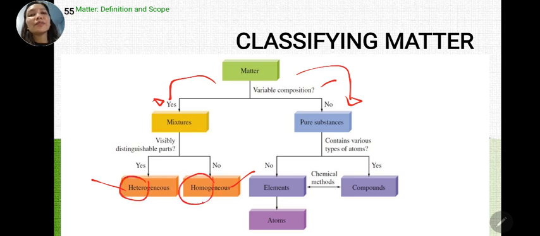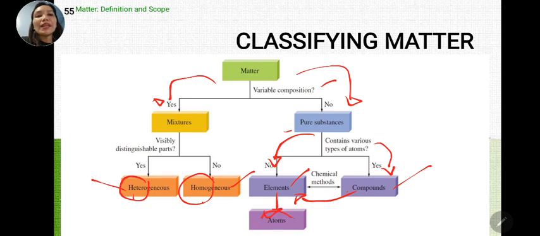Homo, one, hetero, many. So, if they are pure substances, does it contain various types of atom? If no, then they are elements. If yes, they are compounds. Through chemical methods, yung compounds natin mababroken down into elements. And then, finally, magiging atom siya. Okay.